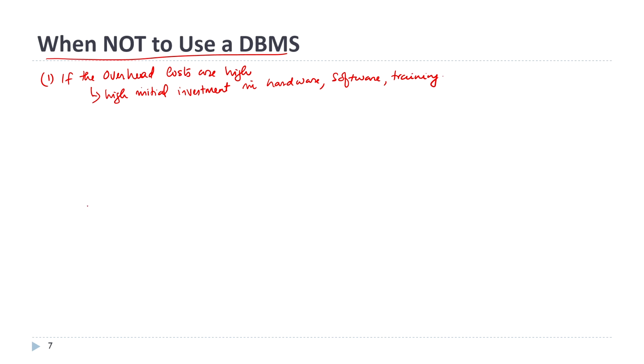Then the other part is the cost of providing generality, security, recovery, integrity, etc. These are nice things, generality, security, recovery, integrity are all nice, but what is the cost of doing it? That also you need to consider. So, if these overhead costs are extremely high compared to the benefits you are going to get out of it, then you may not want to use a DBMS.